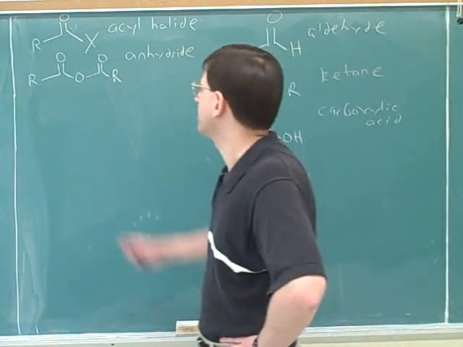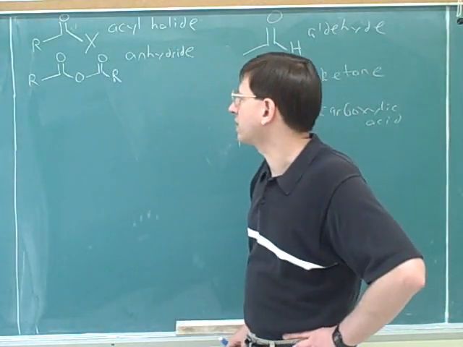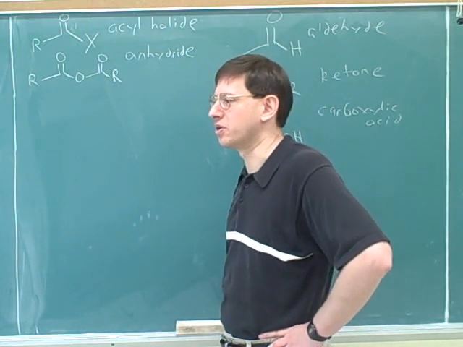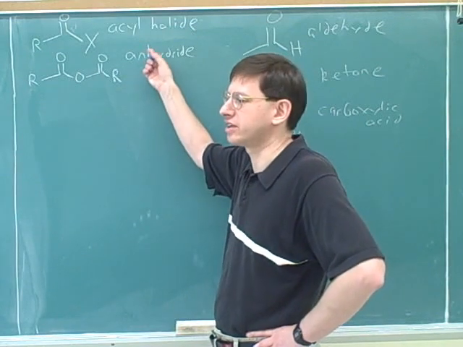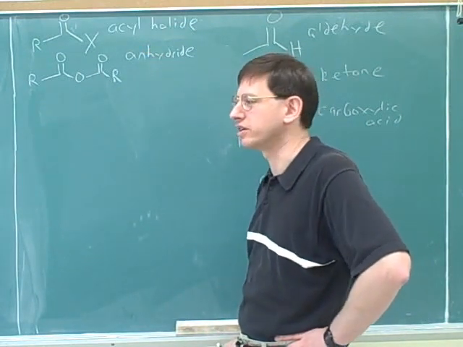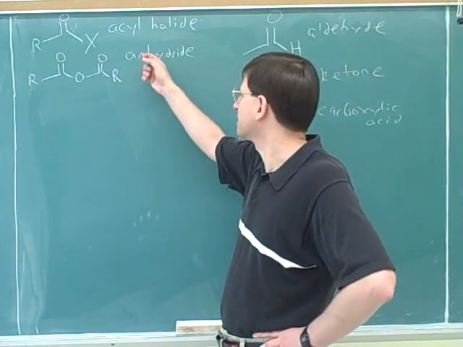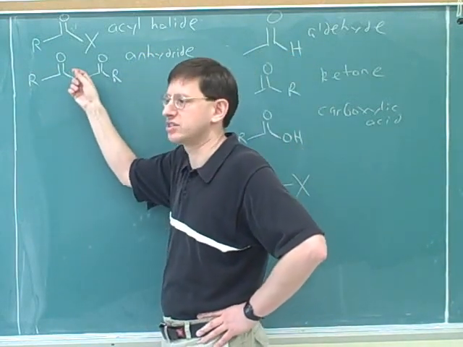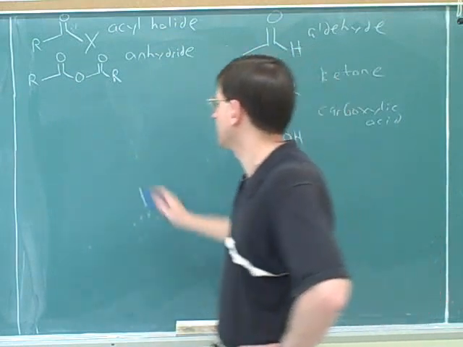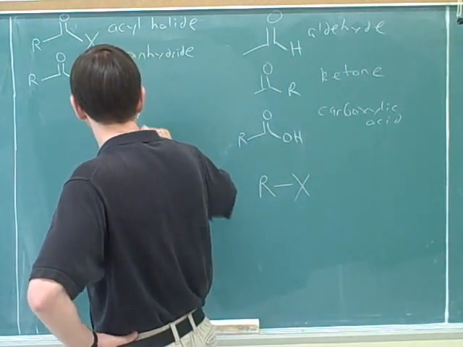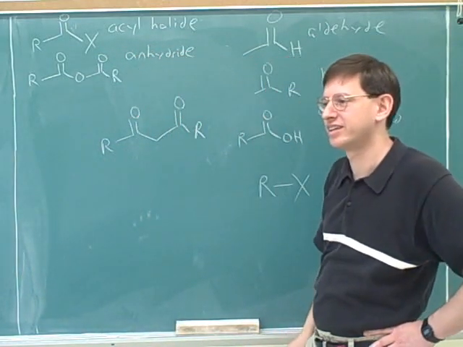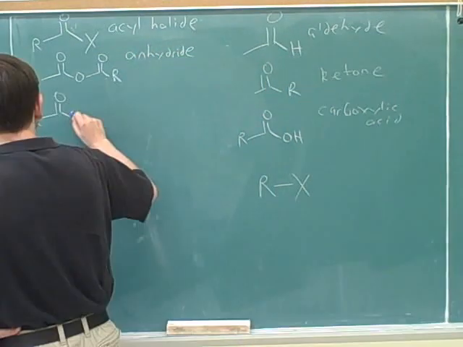Yeah, it's true. You can make this by reacting two carboxylic acids with each other, and then they would lose water in the process. So for that reason, it's called an anhydride, because you can make it in a reaction that loses water. But for the most part, we just memorize that this is what we call an anhydride. It's basically two carbonyls connected by an oxygen. So this is not an anhydride.